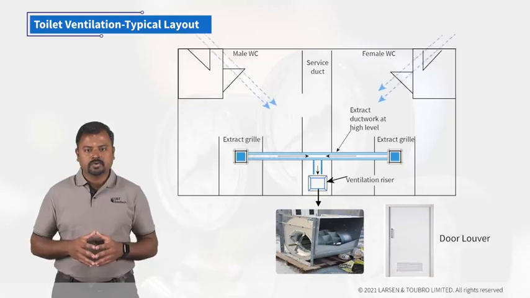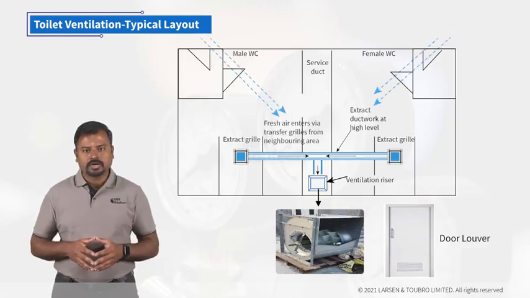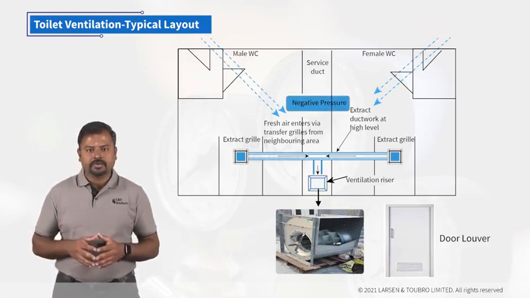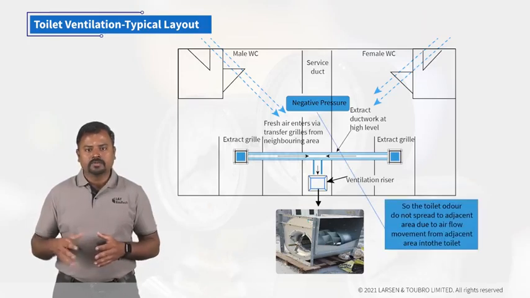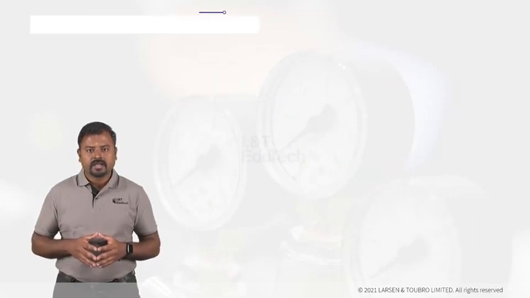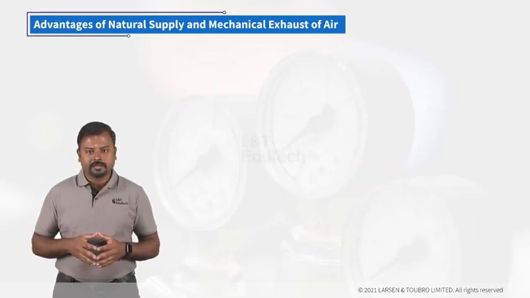Fresh air enters through door louvers, transfer grills, door undercuts from the surrounding areas. Generally, the toilets are maintained at slightly negative pressure compared to the adjacent area so that the odors from the toilet do not spread to the adjacent areas. Advantages of natural supply and mechanical exhaust system. Now, let us discuss the benefits of natural supply and mechanical exhaust of air.